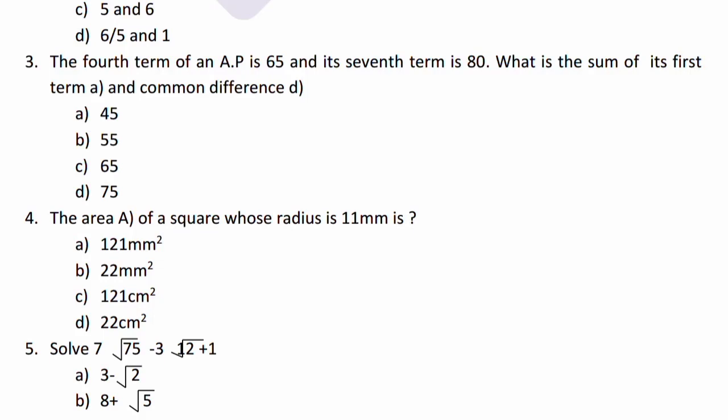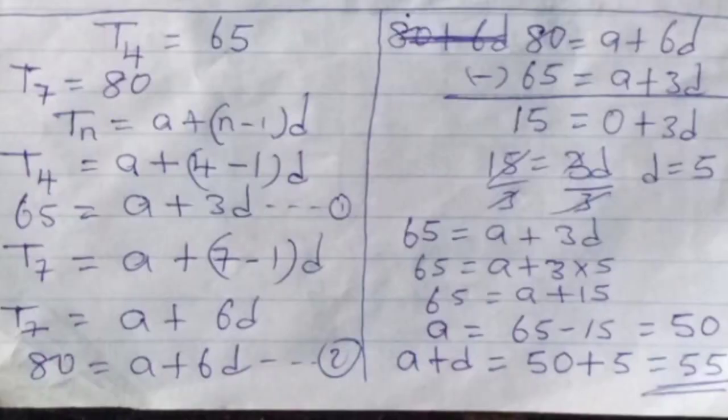Okay, now the next question says the fourth term of an arithmetic progression, AP, is 65 and the seventh term is 80. What is its first term and common difference? So we're going to solve it. Then we have t4 is equal to 65, and t7 is equal to 80. So we have tn is equal to a plus bracket n minus 1 bracket d. That's the formula for the terms.